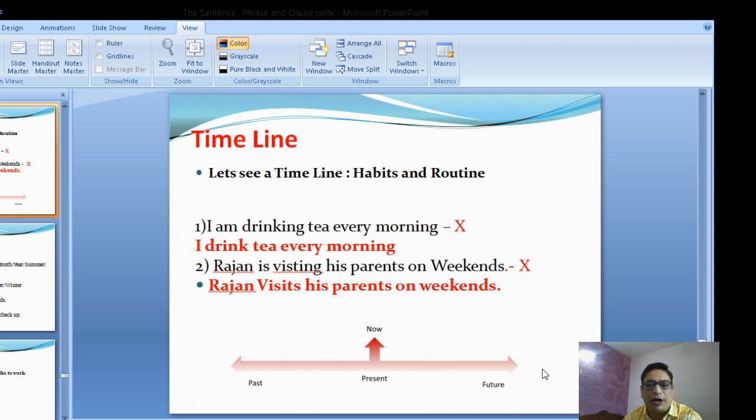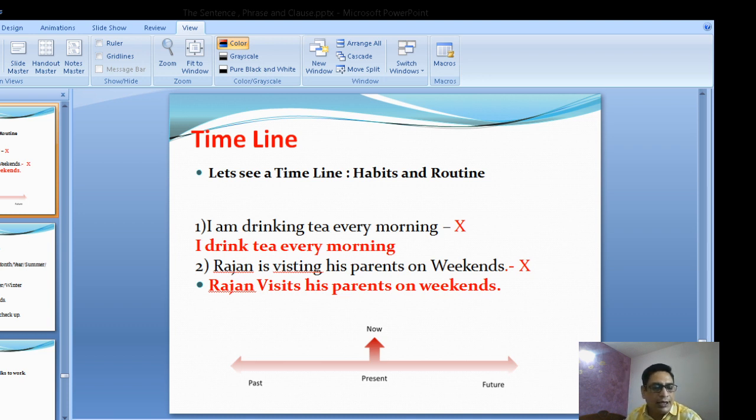Rajan is visiting his parents on weekends. It's again a wrong sentence, which we can safely replace with the present simple tense, which says Rajan visits his parents on weekends. So Rajan visits. Visiting is the continuous form, visits is the present simple form. So Rajan visits his parents on weekends.